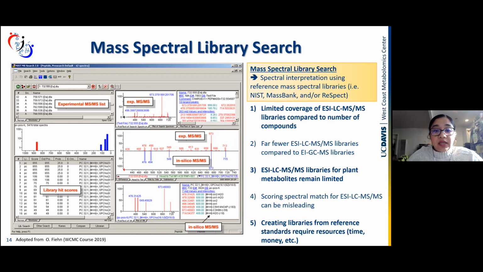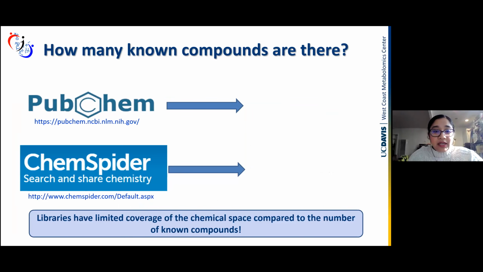And then creating reference libraries such as NIST or anything that you'll see in MONA requires a lot of resources. So it's time, money, a lot of patience. That just comes from personal experience, but it does require a lot of resources and time. Okay, so I mentioned that these libraries have limited coverage.